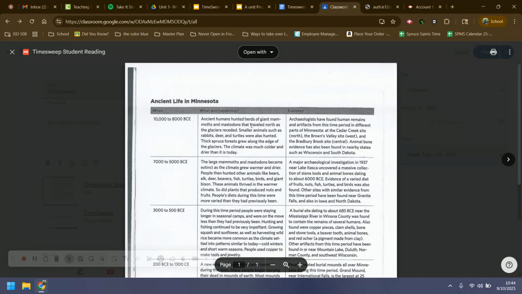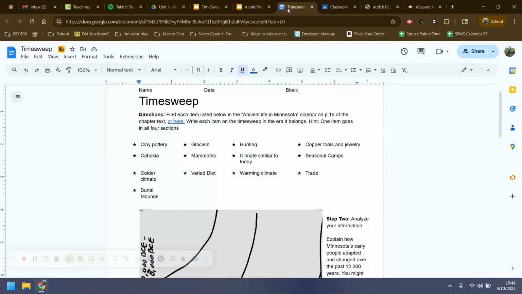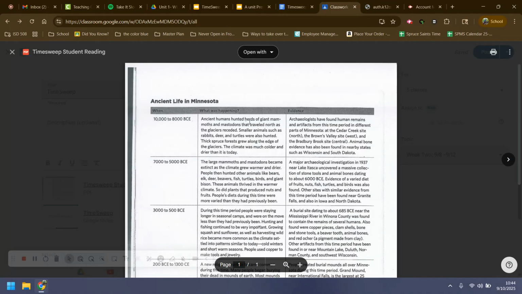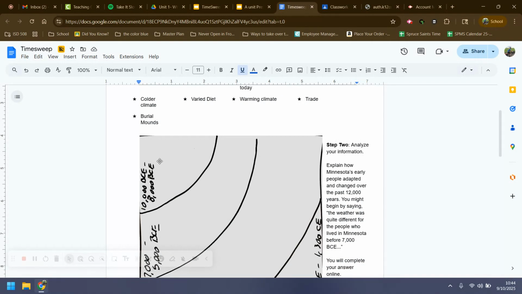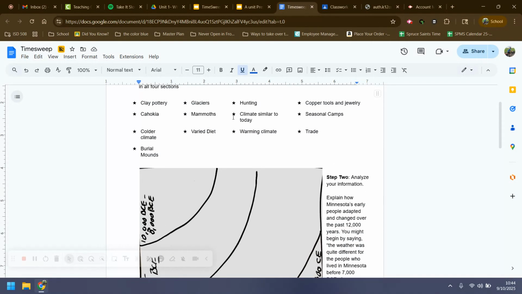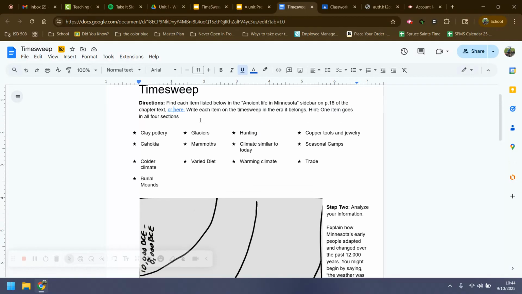So here is everything happening in the years 10,000 to 8,000 BCE. I'm going to look through that word bank and see if I can find any of these words in what's going on in 10,000 to 8,000. Then on my TimeSweep, I would go ahead and mark that appropriately in the 10,000 to 8,000 column. I don't want to cross all of this off because one of these words is used again, and you don't want to get rid of it because you never know when you're going to need it again.